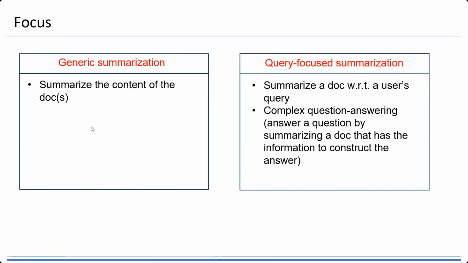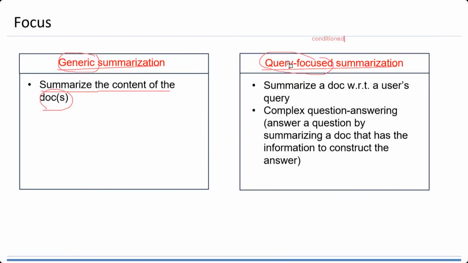So when we do text summarization, there are two focuses. The first focus is to summarize the content of the document, which we call generic summarization. So we just do the summary. The second we call query-focused summarization. Generic means just make a summary in general. But for query-focused, we have a condition.